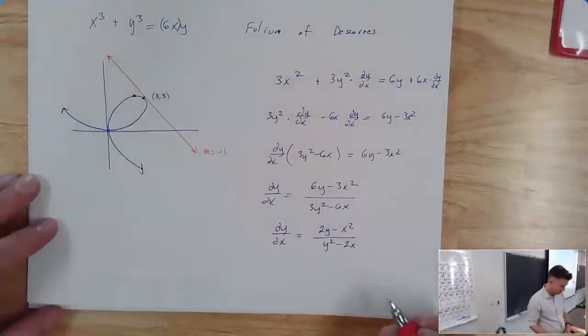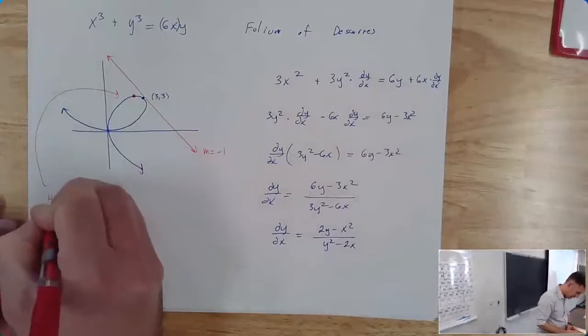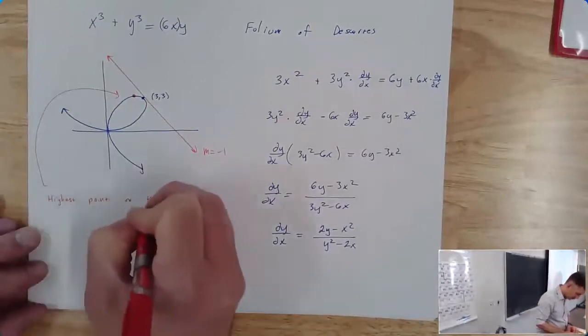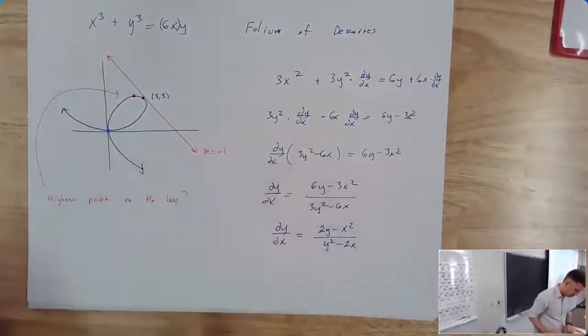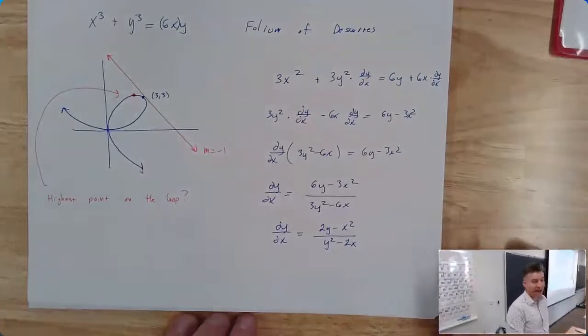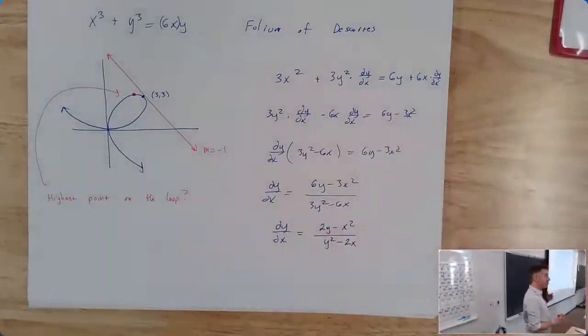Another question we would like to answer is, what's the highest point on the loop? Well, typically to find a highest point on a section of a graph, also known as a local maximum, we have to find a place where the derivative is equal to 0. That's typically where we find local maximum and local minimum, by finding where the derivative is equal to 0, also known as a critical point.